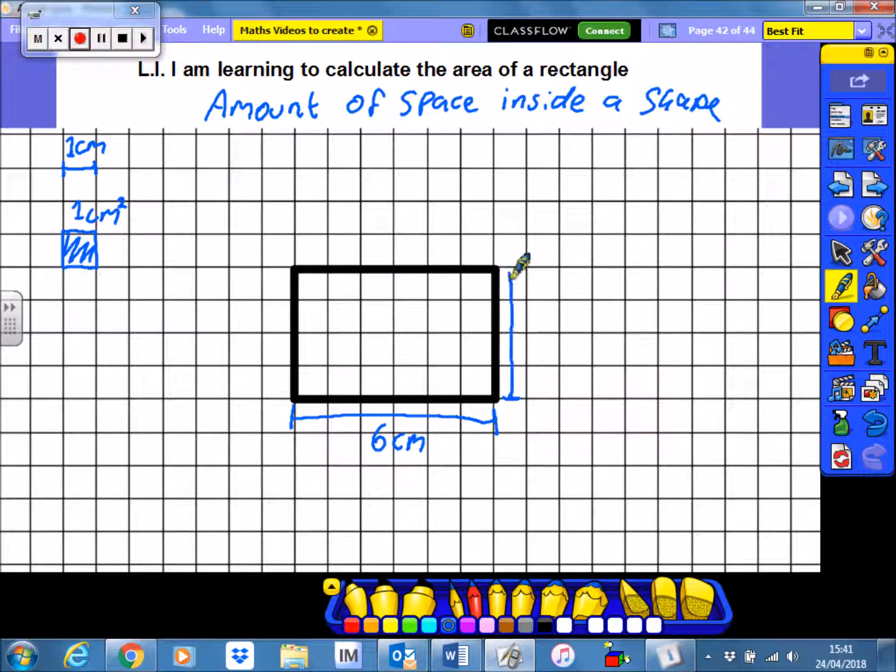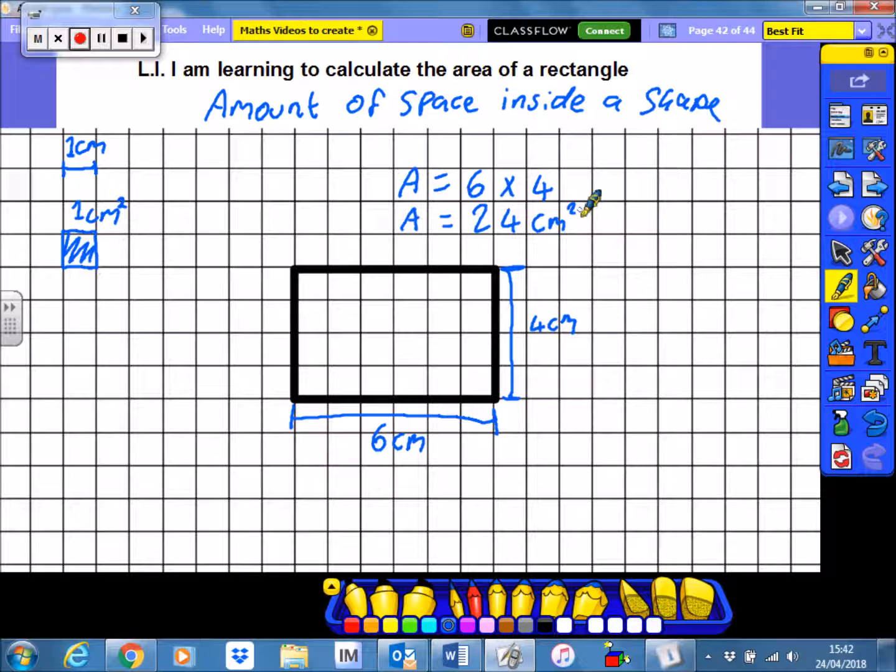The height of this shape is from here to here, and that is 4 centimeters. Now, to work out the total area of this shape, all I need to do is the base times the height. So I'm going to do A equals 6 times 4. The answer to that then is quite simply 24 centimeters squared.